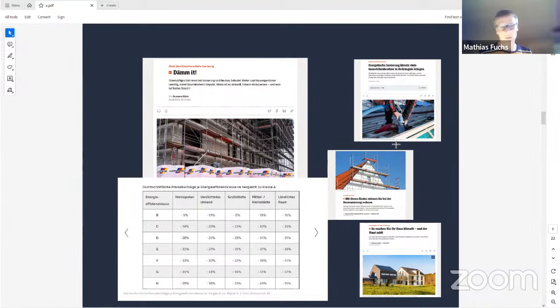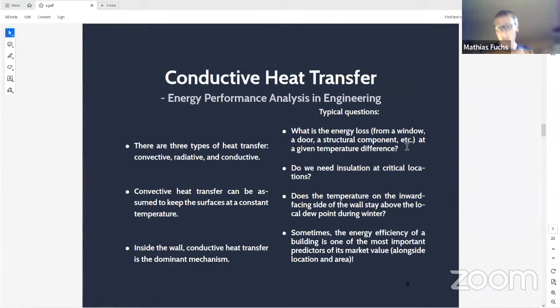So, all right. Typical questions are, what are the energy losses at a given temperature? Do we even need insulation? Many buildings are over-insulated, leading to a lot of even political ramifications.